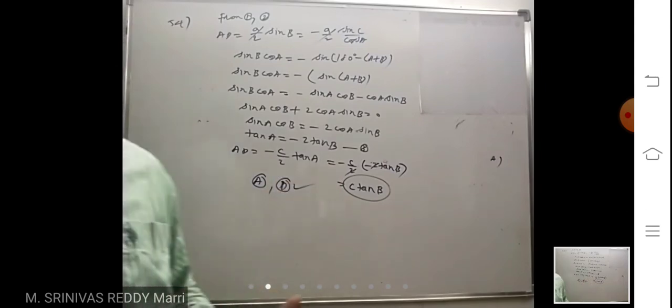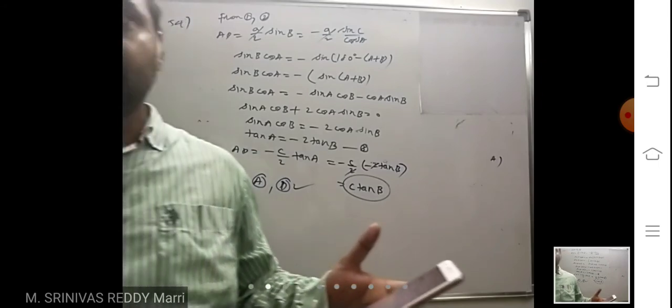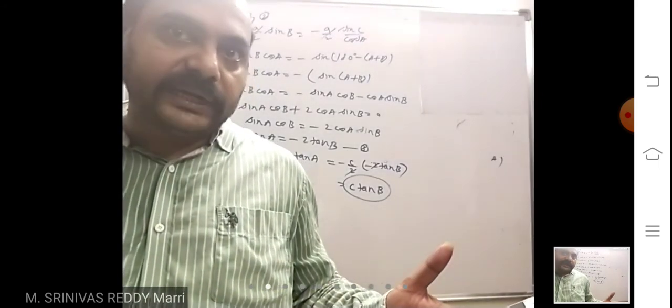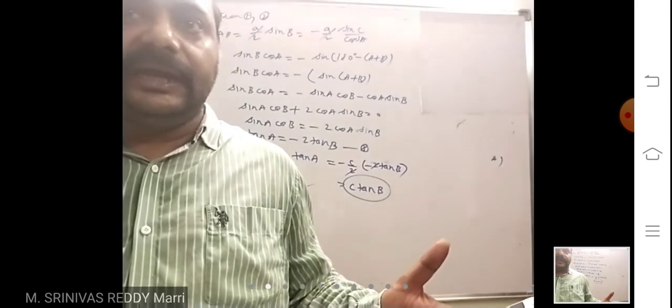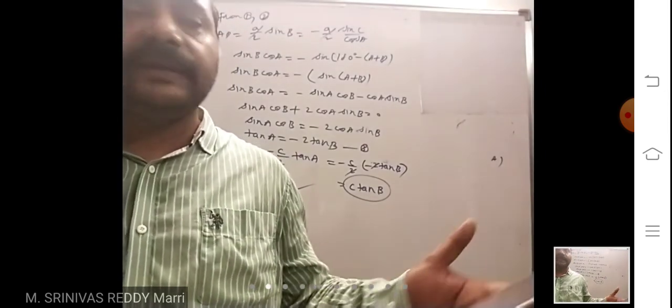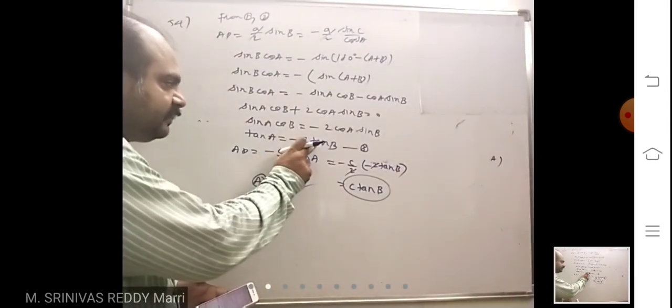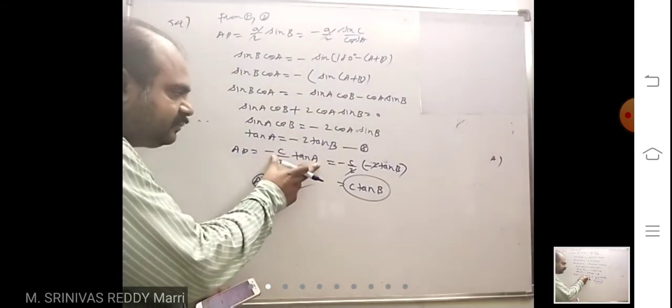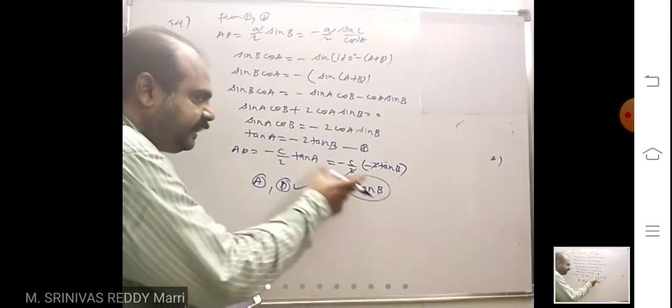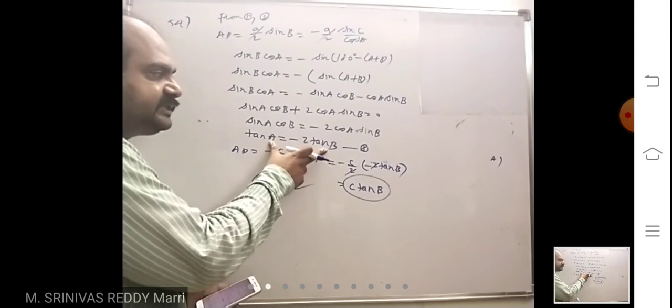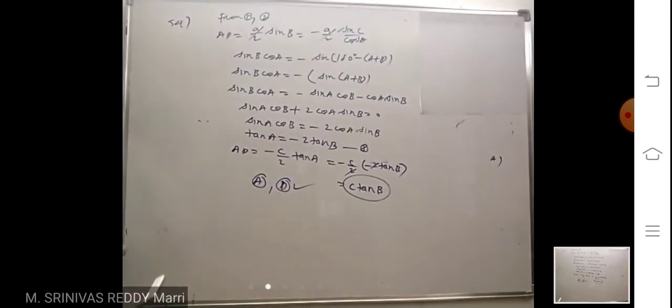Like that, the concept is common side is there, AD. That you have to calculate from two triangles and then equate that. Then you will get AD as well as, if you equate that, you get this condition also. That means this one you got is equivalent to C tan B, because this condition also it is satisfying, like that.